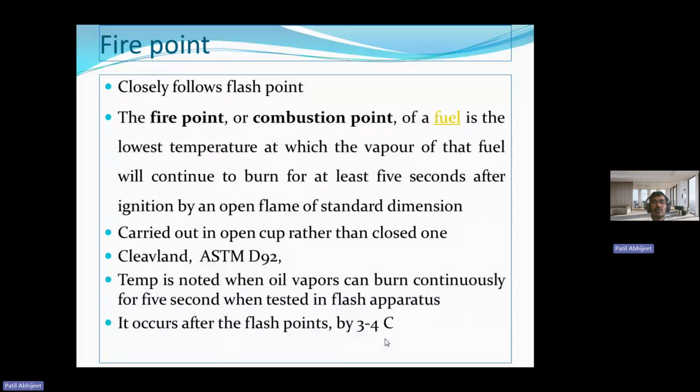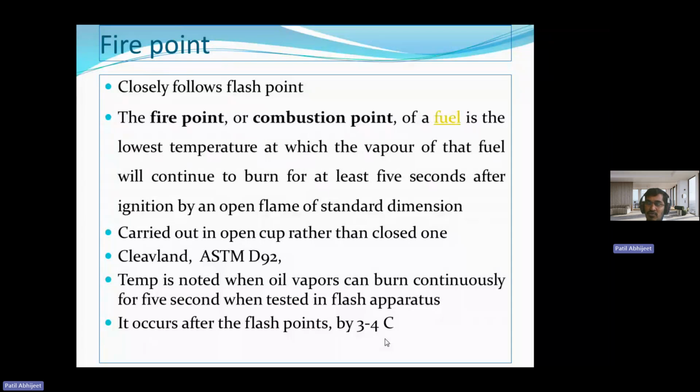And the fire point test is carried out in an open cup rather than a closed one. All flash point tests are majorly carried out in closed cup systems, but fire points are somewhat higher. That's why fire point tests are always carried out in an open cup, especially in the Cleveland apparatus.